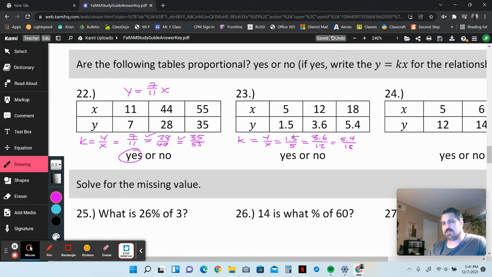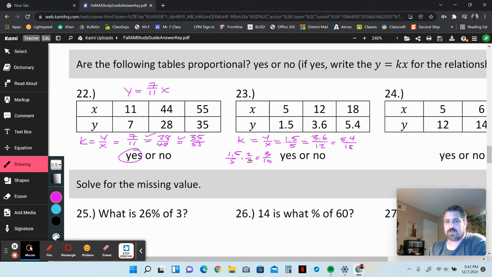Now, 1.5 over 5 looks like, if you take the 5 times 3, you get 15, right? And then 1 to the left. So that looks like it's 5 times 0.3. So it looks like you're multiplying by 0.3 here. 12 times 0.3 is 3.6. Well, 10 times 0.3 would be 3, and 2 times 0.3 is 0.6. So yeah, that works. And then 18 times 0.3 would be, yeah, that looks like it works too, because 18 times 3 is 54. 1 to the left would be 5.4. So it looks to me like the ratio is 1.5 over 5, which is the same as, if you multiply top and bottom by 2, 3/10, right?